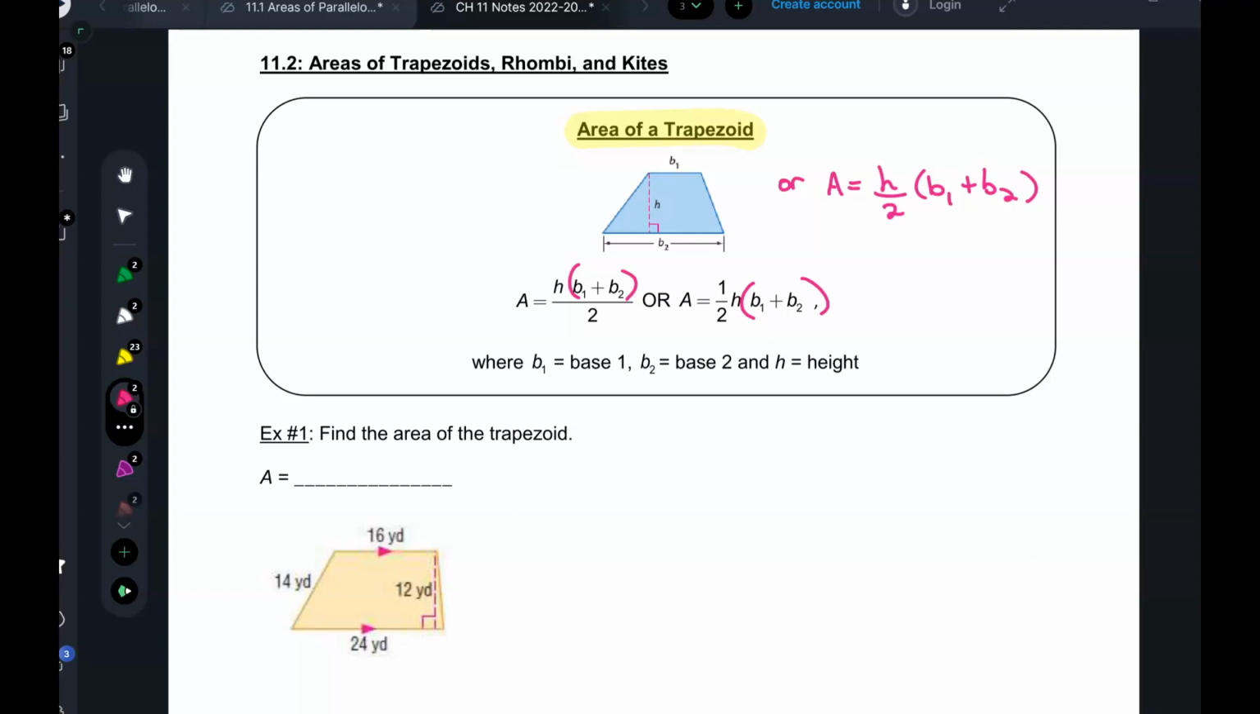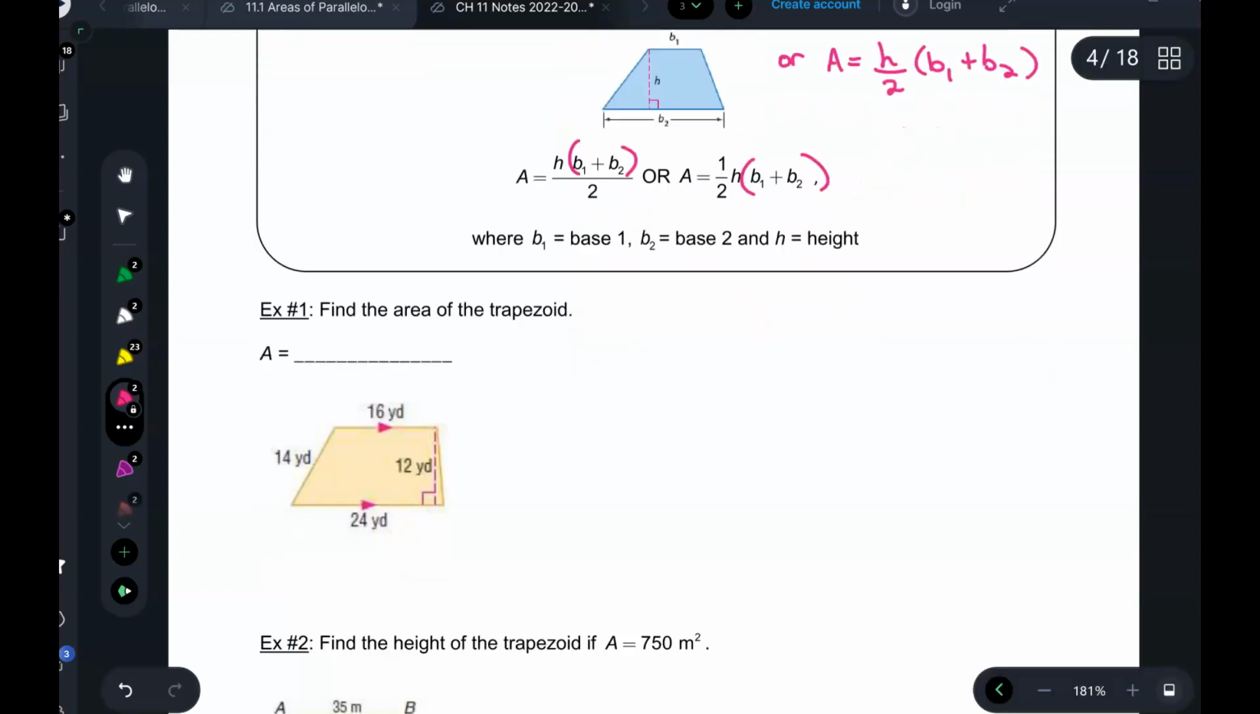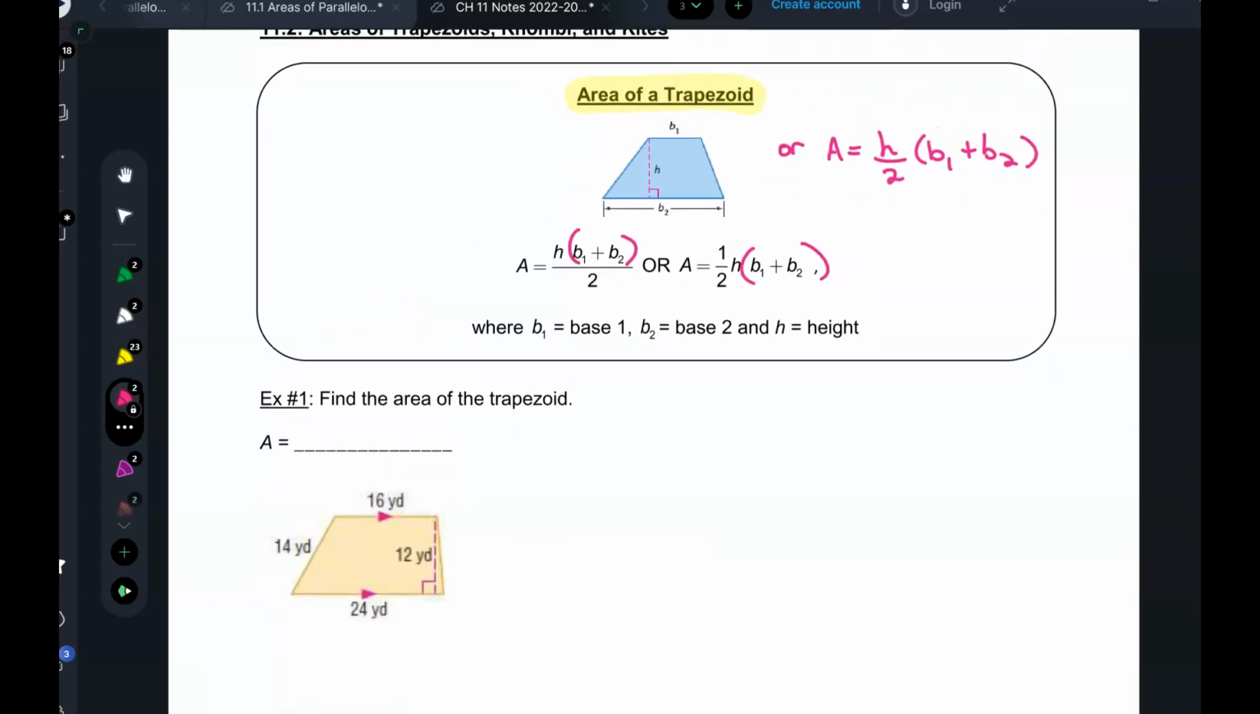So height, and then what you have to do is make sure you add base 1 and base 2 first. Where you multiply by the height, where you multiply by a half or divide by 2 makes no difference. I actually like this formula just because that's the formula that we use way down the road when we get to calculus. Okay? So it doesn't matter to me. You understand these are all the same formula, right?